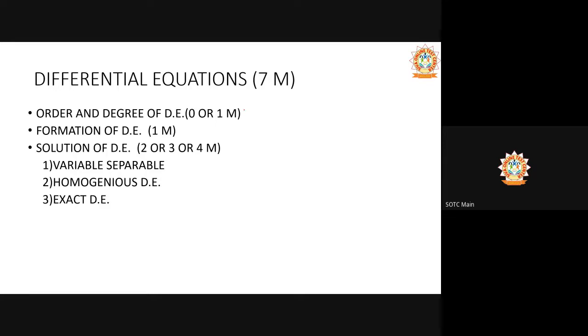Next you have the exact differential equation. The exact differential equation is just an extension of the homogeneous differential equation, right? Next you have the linear differential equation. The linear differential equation is in the format dy by dx plus py is equal to q.